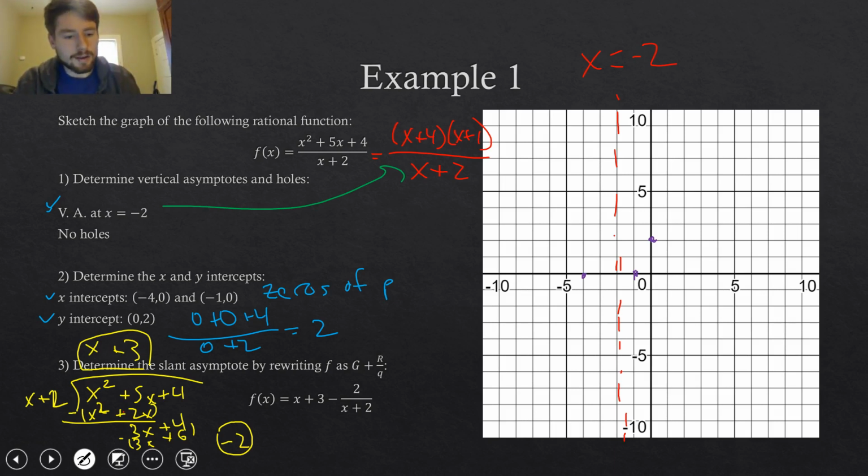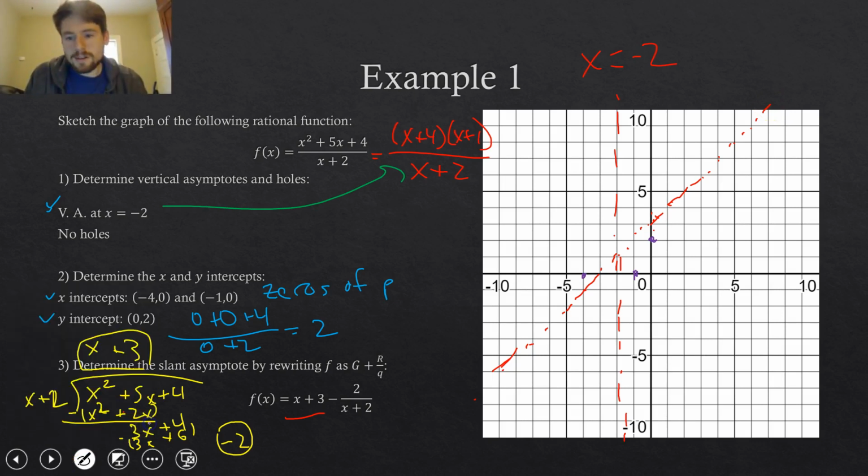And so let's go ahead and plot that slant asymptote, which is the polynomial part of this quotient. So we have x plus 3. That means we have a y-intercept at 3, and our slope is 1. So I'm going to start plotting those points, and then we're going to use a dashed line to represent it. So something like this. Yep, so there's our slant asymptote.